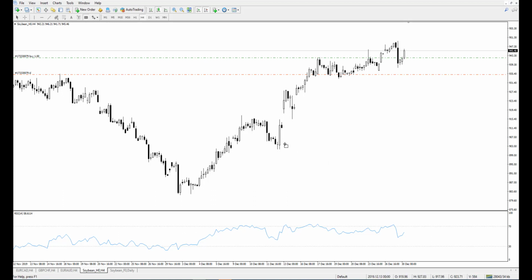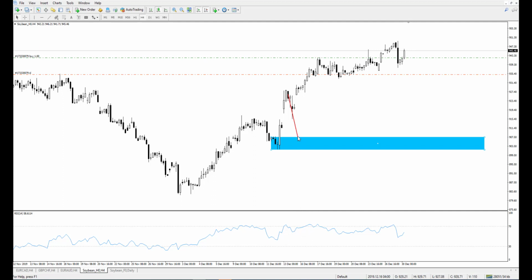I used to trade supply and demand. I don't anymore. But let's say, for example, this is a demand area. If you want to use the divergence, you wait for price to get to your demand area. Then you look at the divergence.